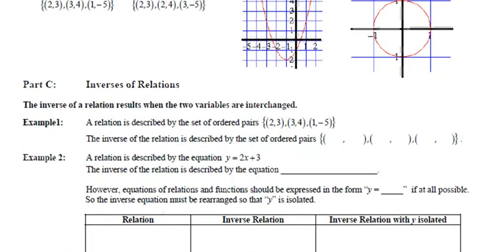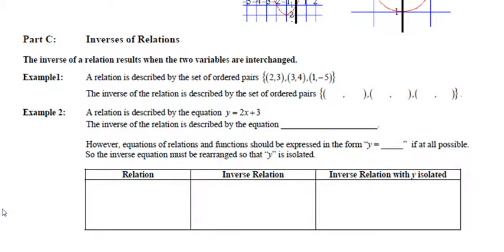Inverses of relations. The inverse of a relation results when the two variables are interchanged. So if you've got a set of ordered pairs (2, 3), (3, 4), (1, negative 5), the inverse would be (3, 2), (4, 3), (negative 5, 1), right?